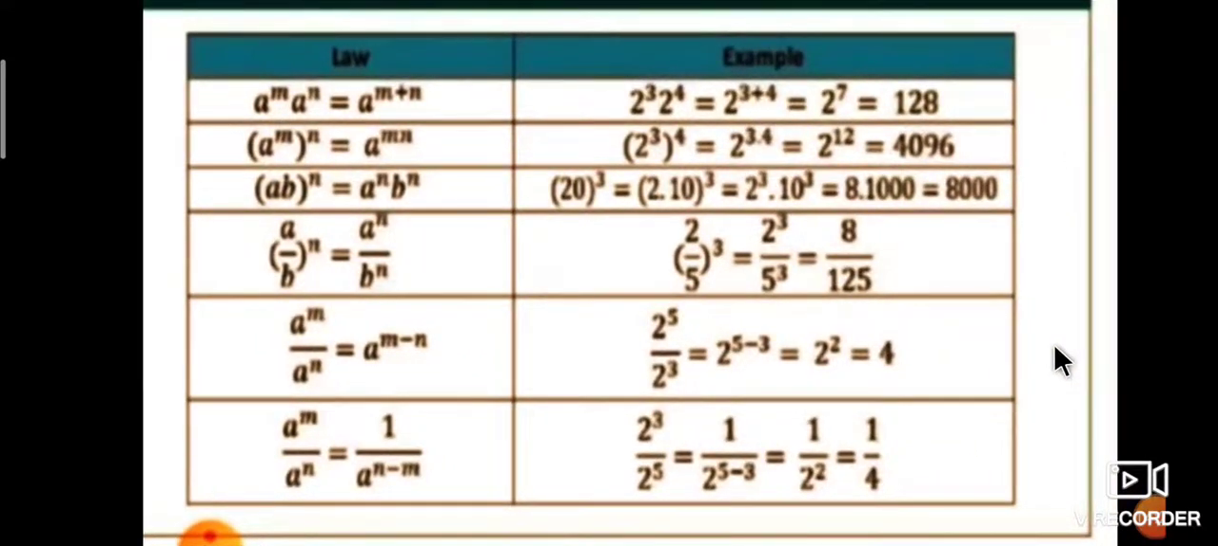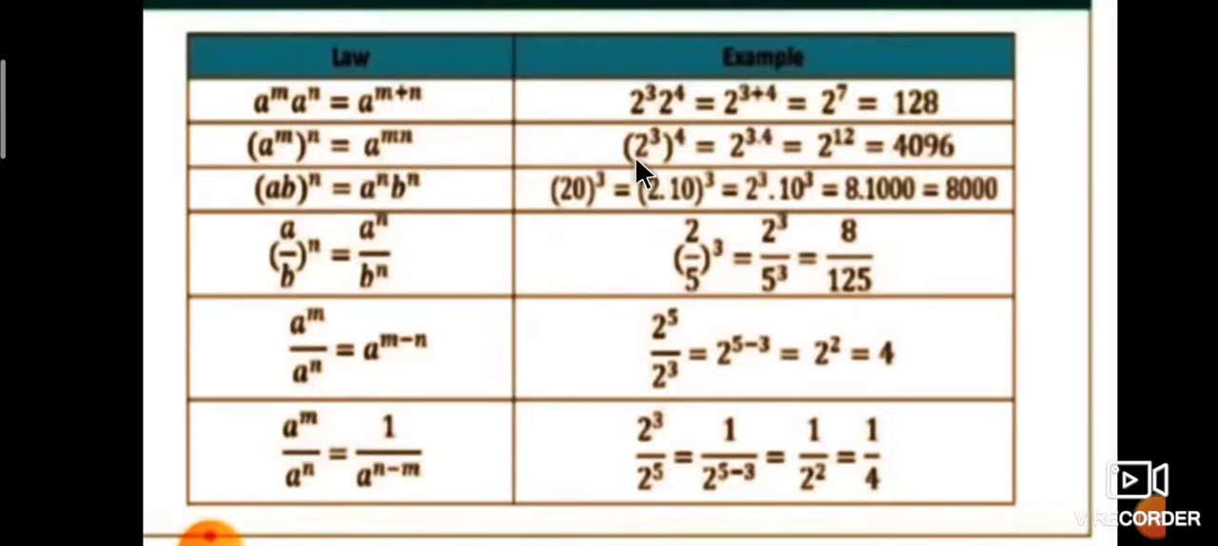Okay, next we recall once again all the laws and examples. a to the power of m into a to the power of n is equal to a to the power of m plus n. First law. Similarly, an example is 2 to the power of 3 into 2 to the power of 4, that is equal to 2 to the power of 3 plus 4, that is equal to 2 to the power of 7, that is equal to 128. The second law is (a to the power of m) whole to the power of n is equal to a to the power of m into n.